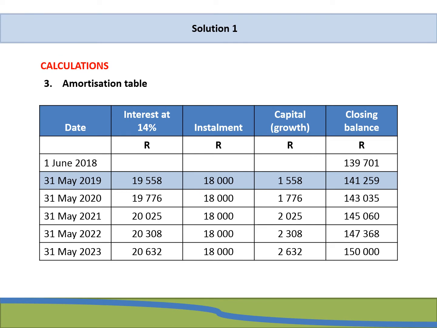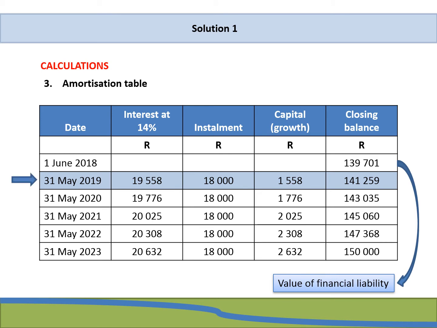If you prefer to use an amortization table, you could prepare one starting with the fair value of the financial liability, which is 139,701. The interest will be accounted for at 14%. Then you can prepare the journals for the year ended 31 May 2019 and read the amounts from the amortization table for the year ended 31 May 2019.